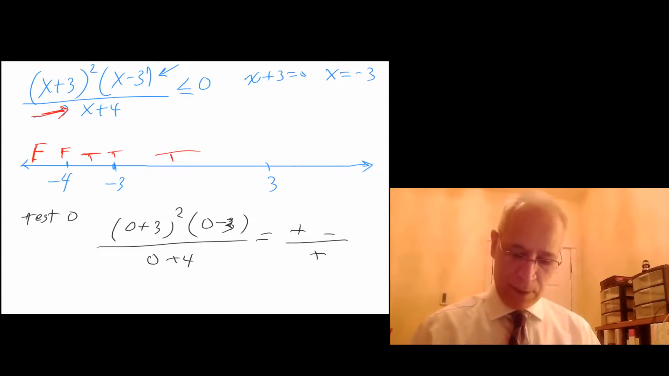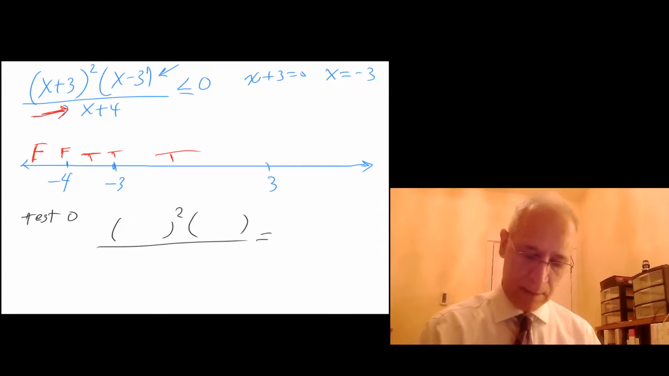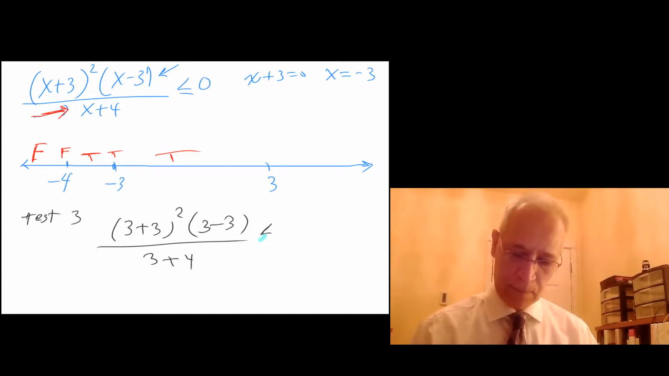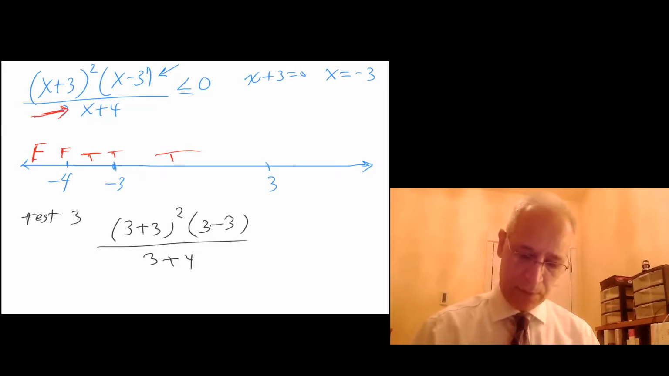The next number that I'm going to be testing is positive 3. If I plug in, so test 3, I get 3 plus 3, 3 minus 3, and 3 plus 4. So I would get this right here.